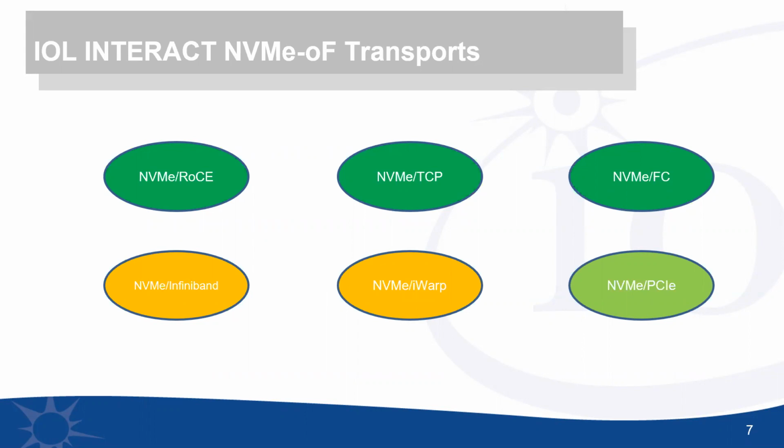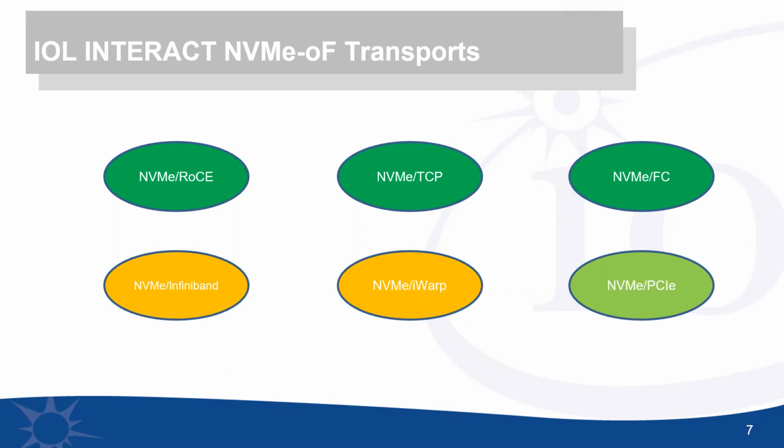Now the transports that you see in green right now, all 6 of these transports, are in the NVMe specifications. You've got RoCE, TCP, Fibre Channel, InfiniBand, iWARP, and PCIe. These are all in the specifications from NVMe.org, like I said. The green ones are the ones that are actually supported today in the Interact NVMe over Fabrics software suite. The 2 orange ones, InfiniBand and iWARP, are not today in the Interact product. And I did mention PCIe, even though many would consider it not to be an actual transport, but it is the original product that we built here at the IOL.